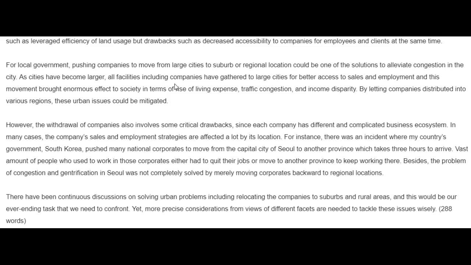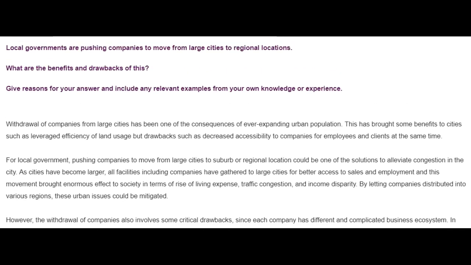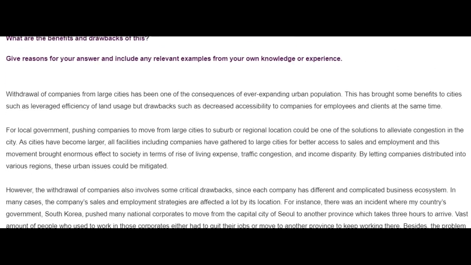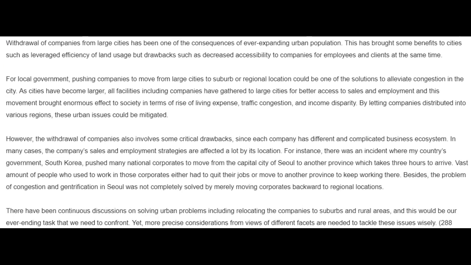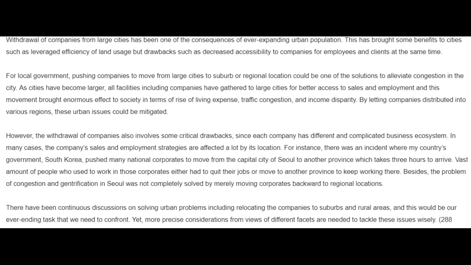Okay? Let's say, now, remember what the essay is asking you. What are the benefits of moving to regional locations? So you don't need to tell me why this is happening. You need to tell me the benefits of it. And have you done that? Let's see if you've talked about the benefits of moving to regional locations.